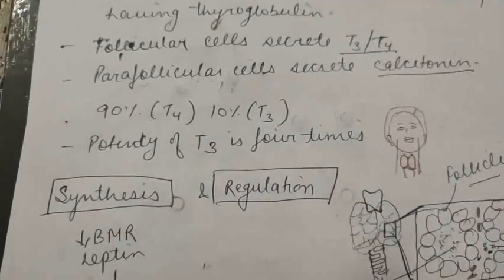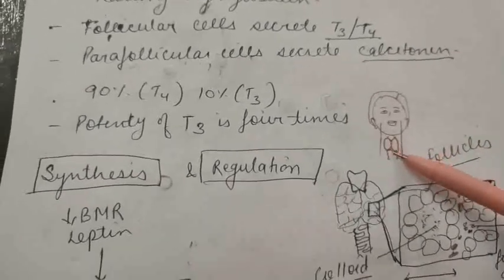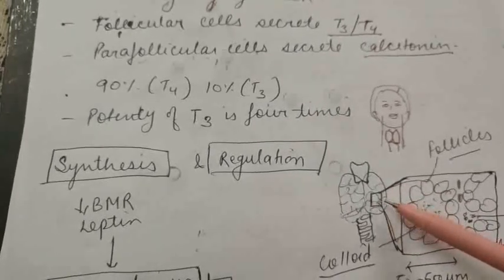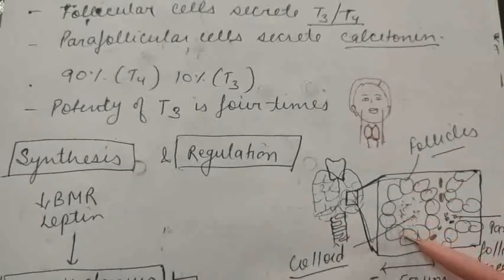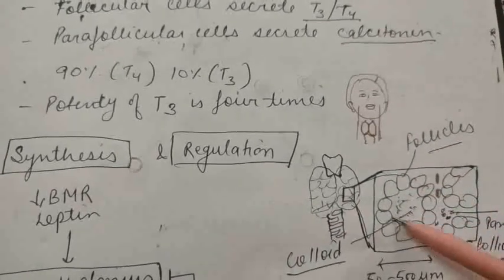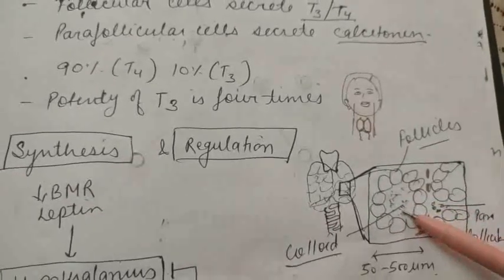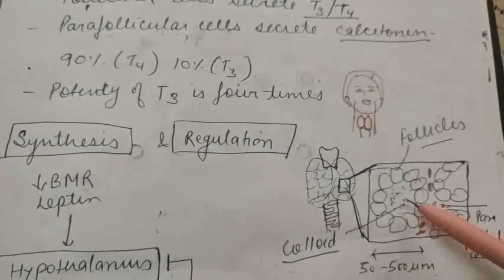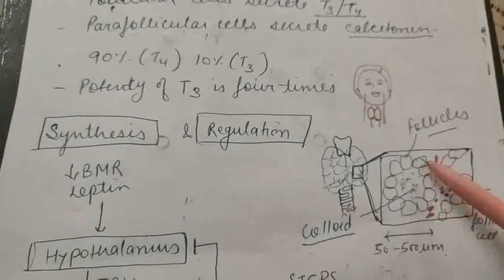So this is the thyroid gland at the root of the neck. If we see the structure of what is situated within the thyroid gland, we can see that there are follicle cells which are arranged around the central cavity where the colloid is present. This secretion, the colloid, contains thyroglobulin. We'll see what this thyroglobulin is. This is the structure of follicles.